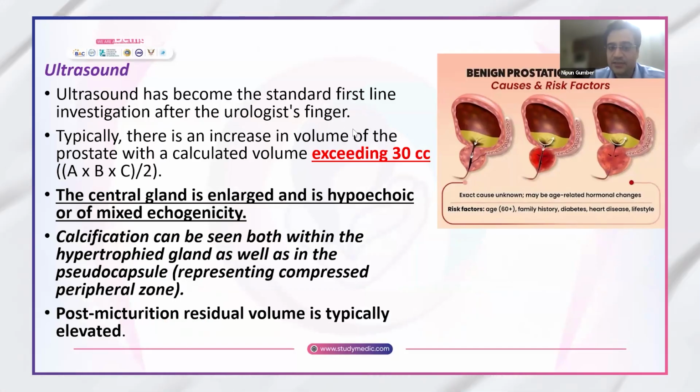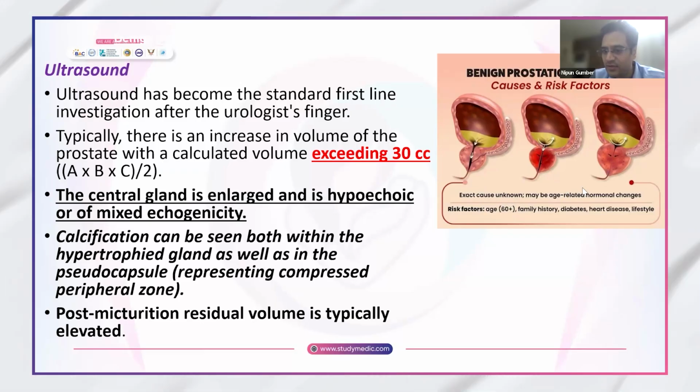Typically there is an increase in the volume of the prostate exceeding 30 cc. The central gland is enlarged and is hypoechoic or of mixed echogenicity. Calcification can be seen both within the hypertrophied gland as well as the pseudocapsule. Post-micturition residual volume is typically increased.